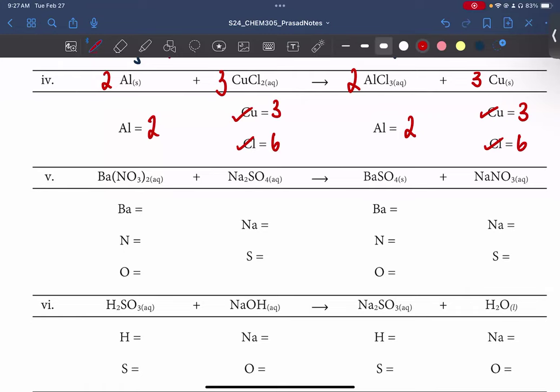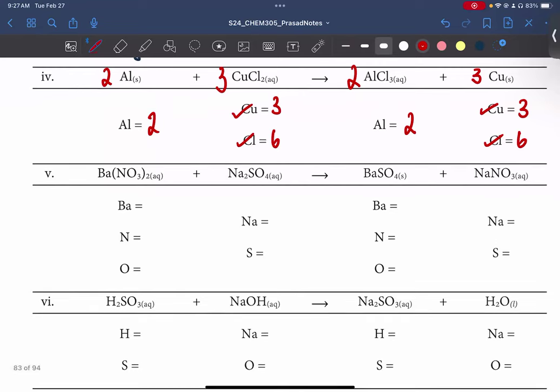All right. With that, I would like you all to try the 5th one. Do know that there are 2 polyatomic ions actually present.